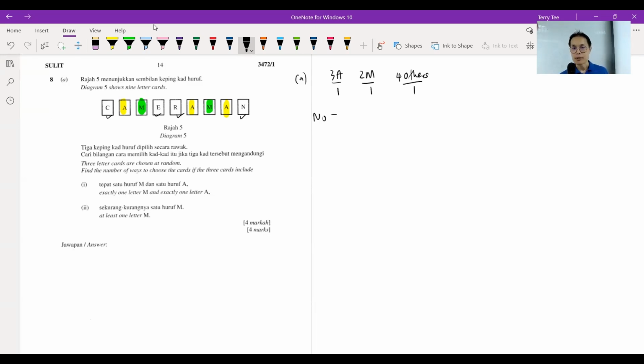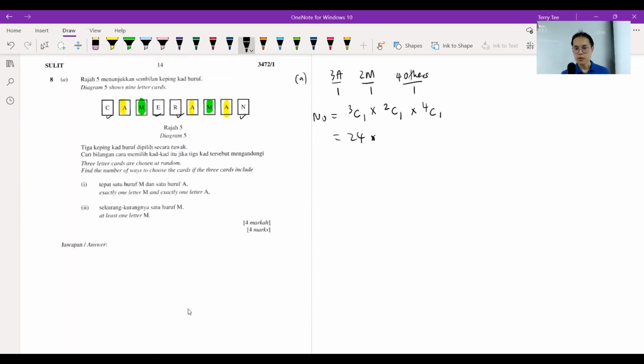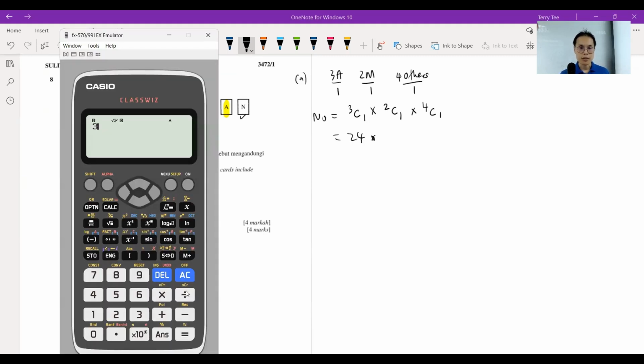So this is 1. So we can write our answer like this. 3 letter A, I choose 1. Okay. 2 letter M, I choose 1. And 4 others, I choose 1. Okay. Now we know anything C1 is the same. Like 3C1 is 3, 2C1 is 2, 4C1 is 4. So it's 3 times 2 times 4. Answer is 24. Okay. If you are not sure, you can just type in 3C1 is just 3, right? Yeah. Anything, choose 1. And C1 is just N. Okay. This is part A.